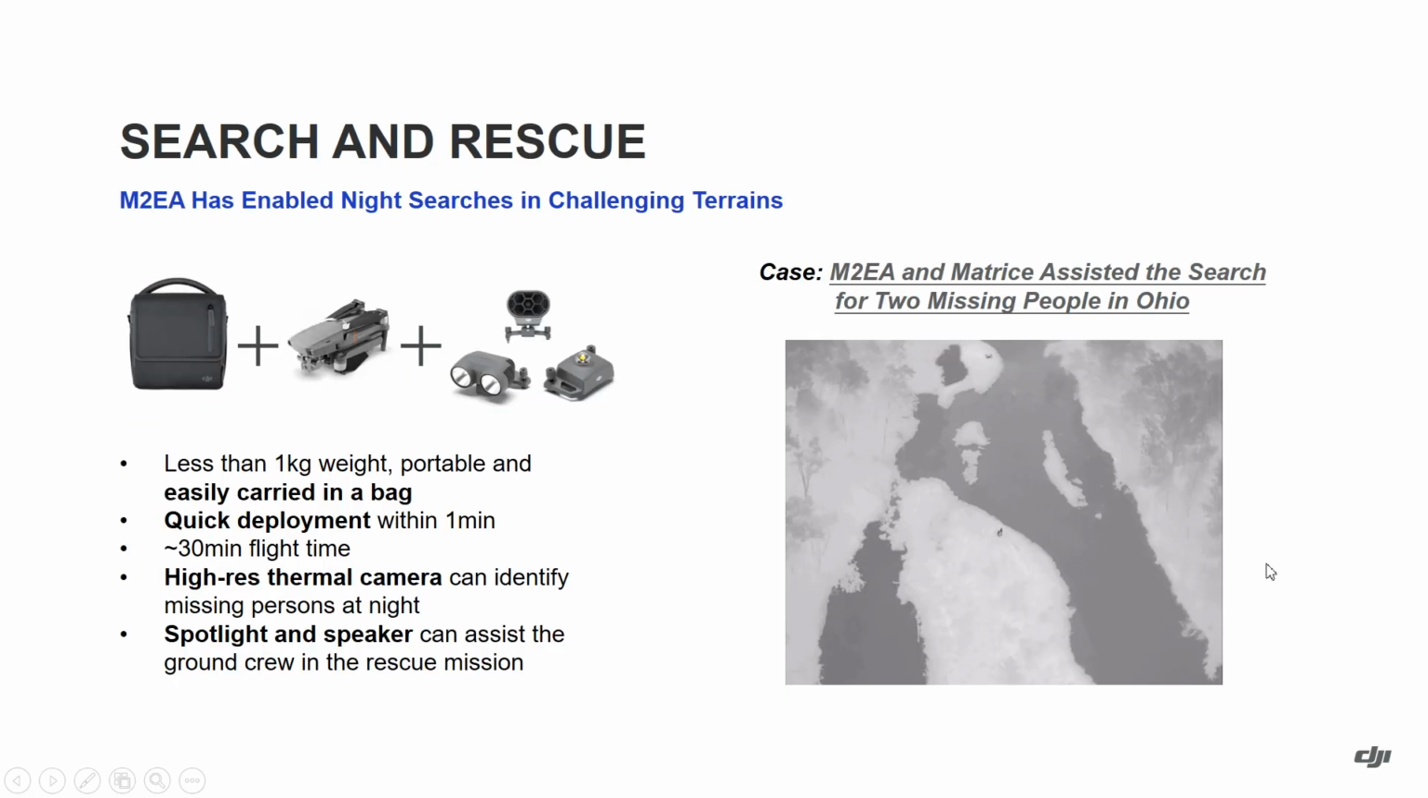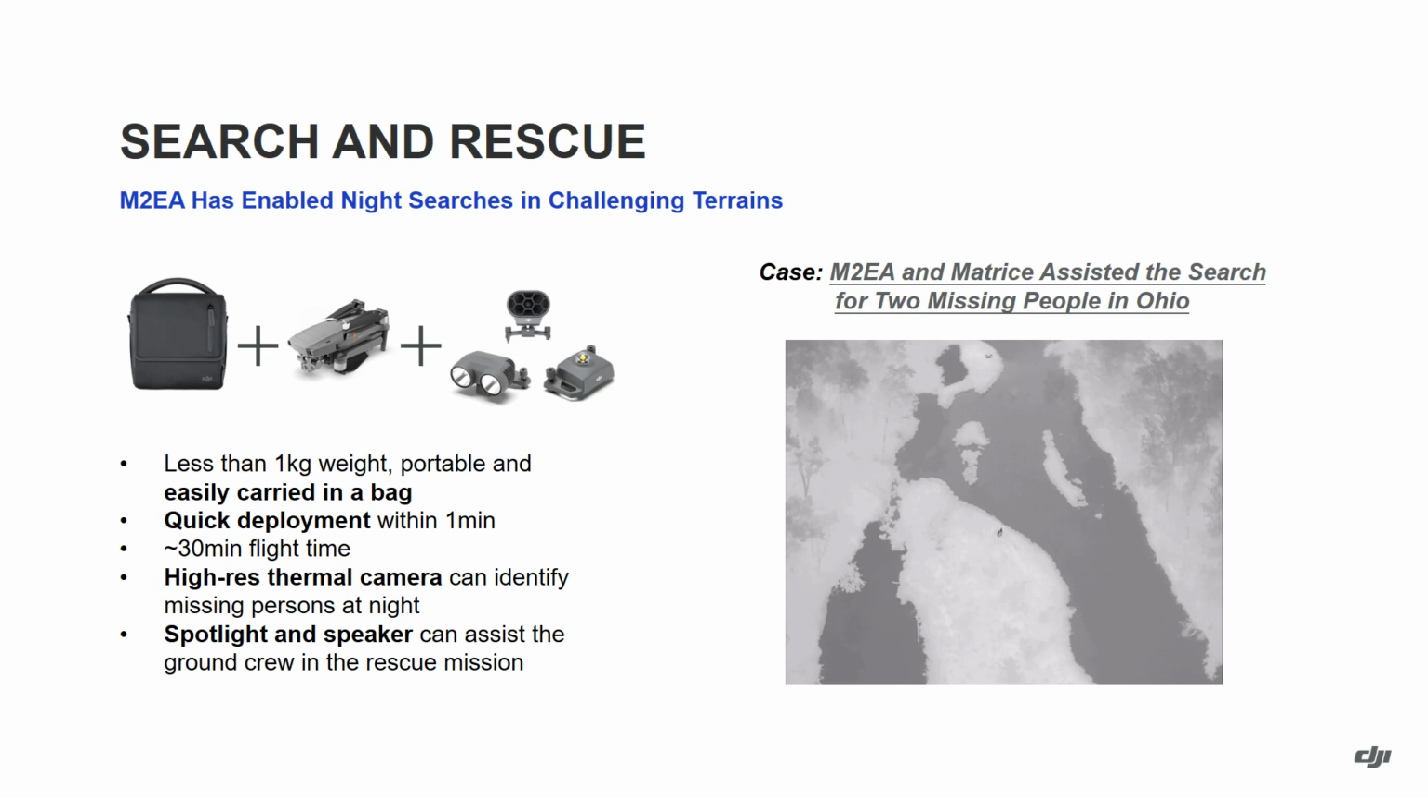So within the broad public safety field, I would also like to share a few more specific use cases with you. The first one is regarding search and rescue. The key advantage of Mavic 2 Enterprise Advanced in this domain is that it has provided the capability to search at night, even in mountainous terrains. Search and rescue teams could easily carry the Mavic 2 Enterprise Advanced in a bag and take off within 1 minute. The high-res thermal camera could be used to identify missing persons.